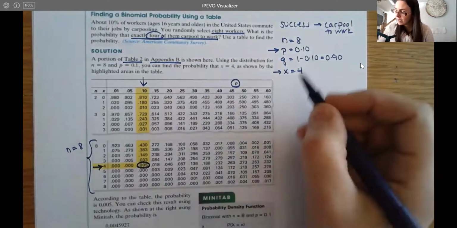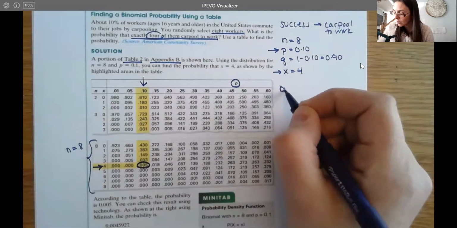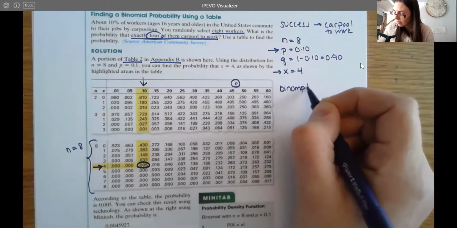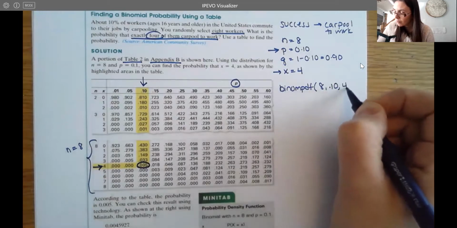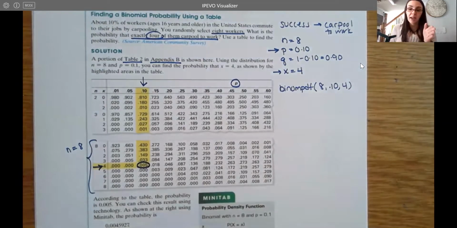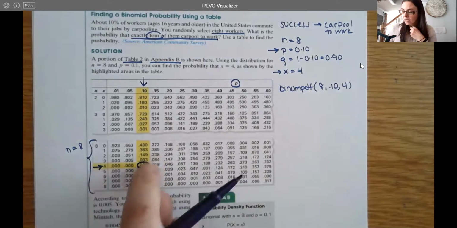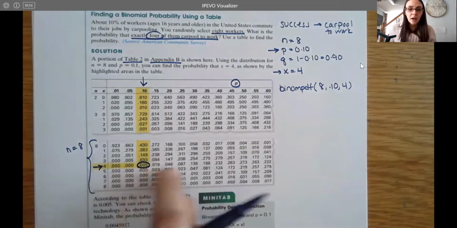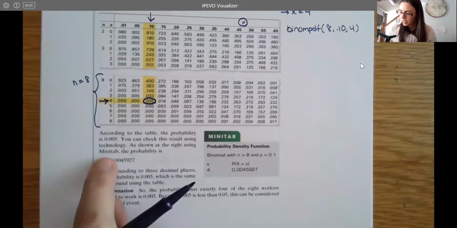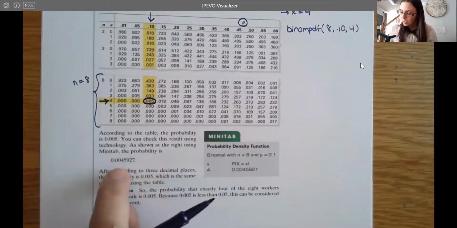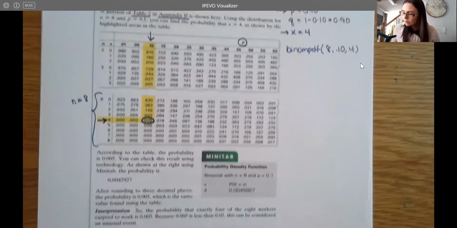So what we're finding here, if you wanted to use technology, you could do the binomial PDF, and you'd have 8, 0.10, 4, right? So specifically, I just need the value for 4. I don't need all values right now. And you're going to get about the same answer here. Now, again, all these values are rounded to 3 decimal places, so technology is definitely more accurate. And you can see, they use Minitab here, another program. But you can see you do get that 0.005 when you round.